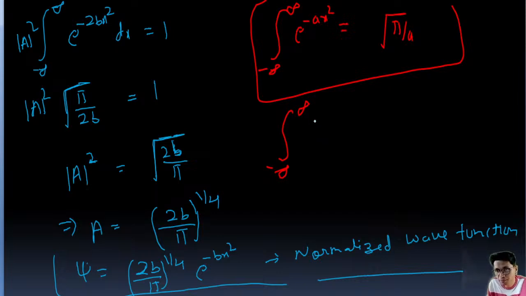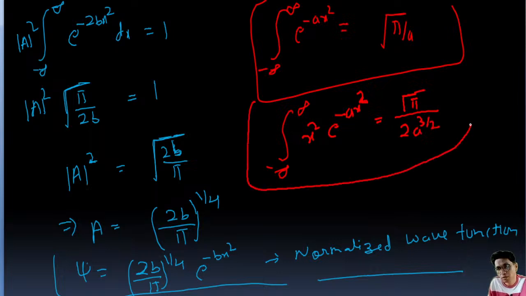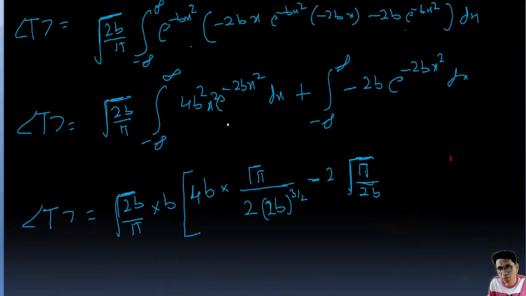So this is going to be x square, e to the power minus a x square. Okay, this integration is going to be root pi upon 2 e to the power 3 by 2. This formula I have used here: e to the power minus 2b x square. 2b is a constant here. This is the one.